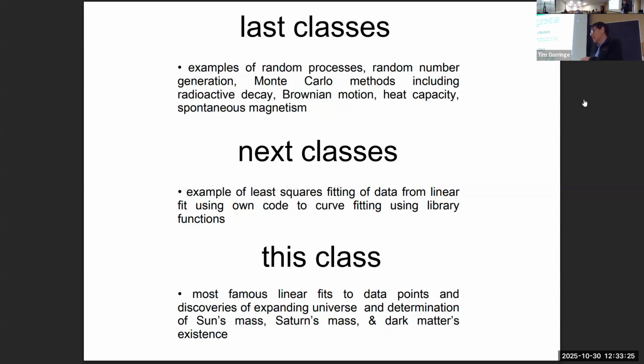Another one, which was basically originally done by hand and done by Kepler, was fit to orbits of planets. You can fit to orbits, periods of moons around planets. You can fit to orbits of stars in galaxies. And in that way, you can learn about the mass of a planet. You can learn about the mass of the sun or stars. You can learn about the existence of dark matter. So those two are very famous, important least square fits to straight lines, linear fits.